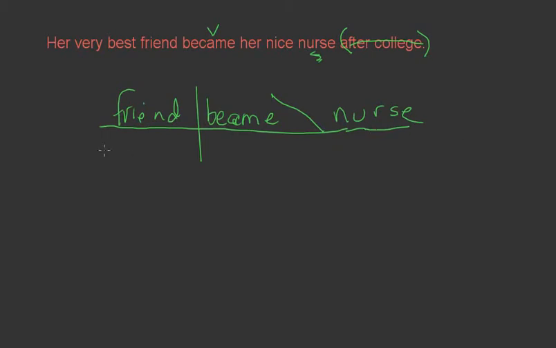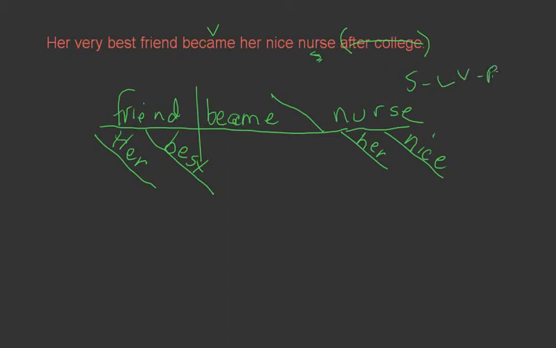So we have a predicate nominative sentence pattern, and we have her, capital H, was capitalized. Do we have a very friend? No, that has no meaning. But we do have, it's a best friend. So best is an adjective. And her tells which one, which nurse, and what kind of nurse? Nice. And this is the subject linking verb predicate nominative pattern.